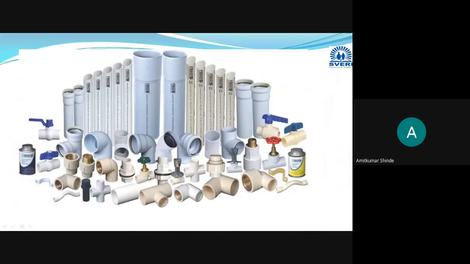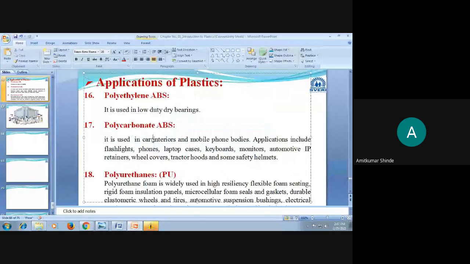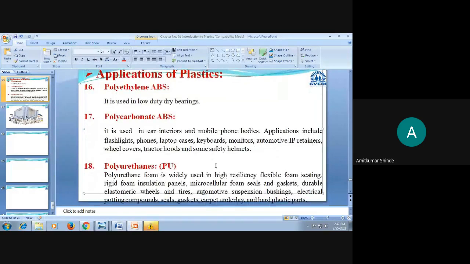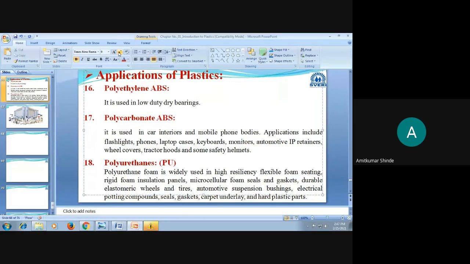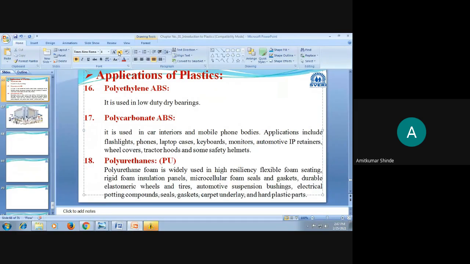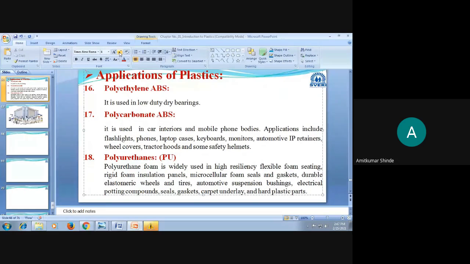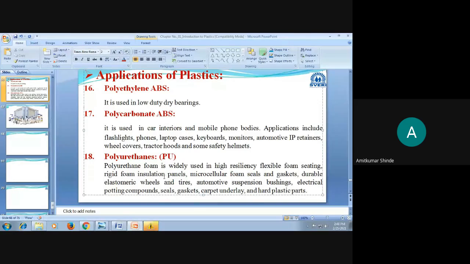Then next, and you can say that this is the polyurethanes. This is the last part. There are a number of polymeric materials, plastic materials, but for application purposes, I have collected only these 17, 18. This is the polyurethanes. It is denoted by PU.